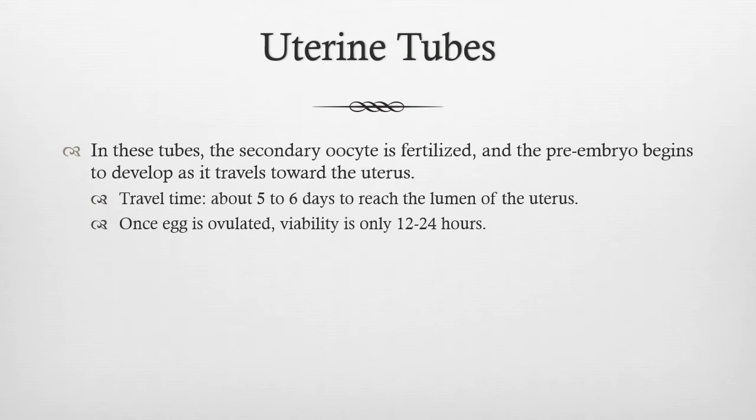The entire journey itself, to go from the ovary all the way down to the uterus, is going to be somewhere in the neighborhood of 5 to 6 days, usually on the 6-day side there.